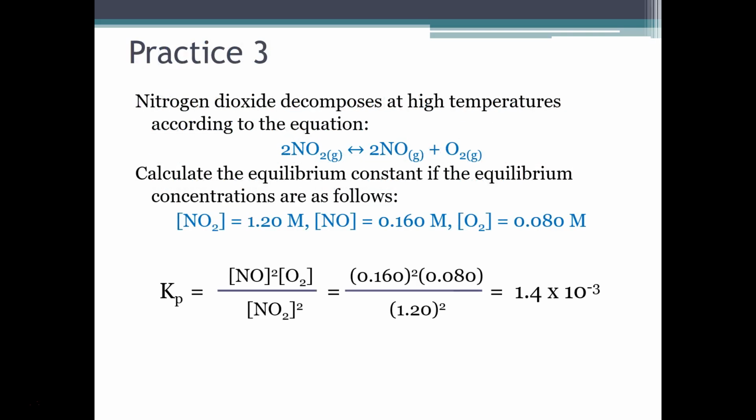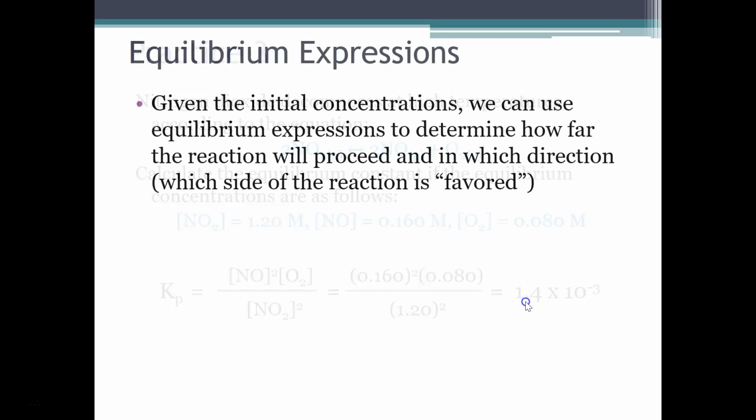And it's really easy to look at this if we look at a K expression. If the value for K was going to be much greater than 1, then we would expect the numerator of this equation to be much greater than the denominator. And if the numerator is greater, that means that we have more products than we do reactants at equilibrium. And if K were going to be a very, very small value, that would mean that the denominator would need to be much bigger in comparison to the numerator. So that would mean that we have much more reactant at equilibrium. So we can see in this particular case, the value is less than 1, so the reactant side of the equation will be favored.